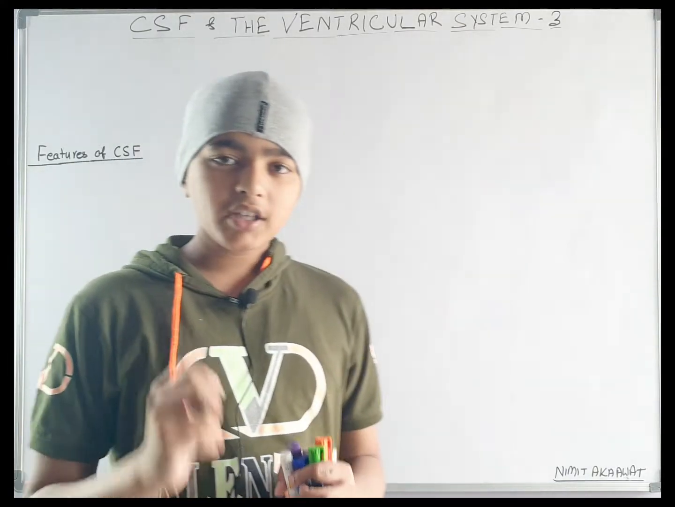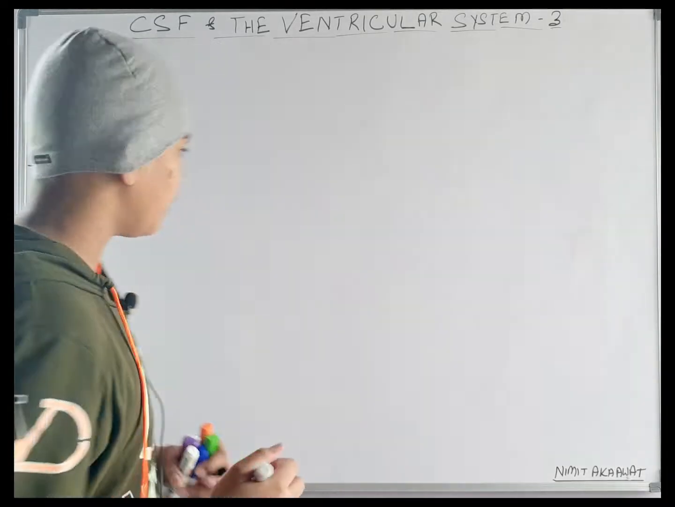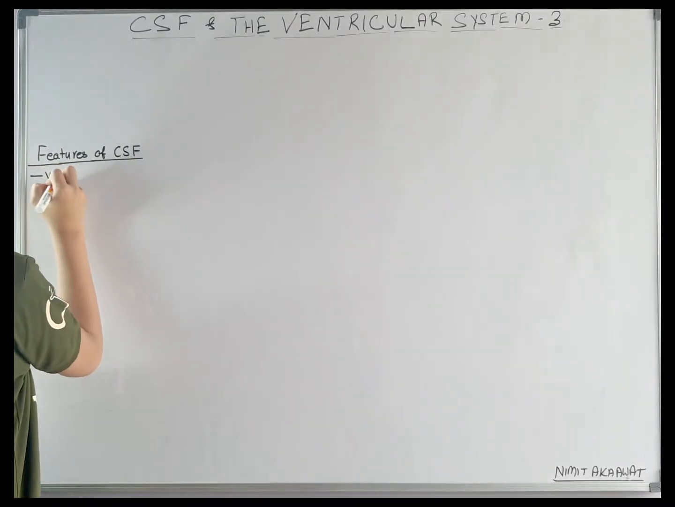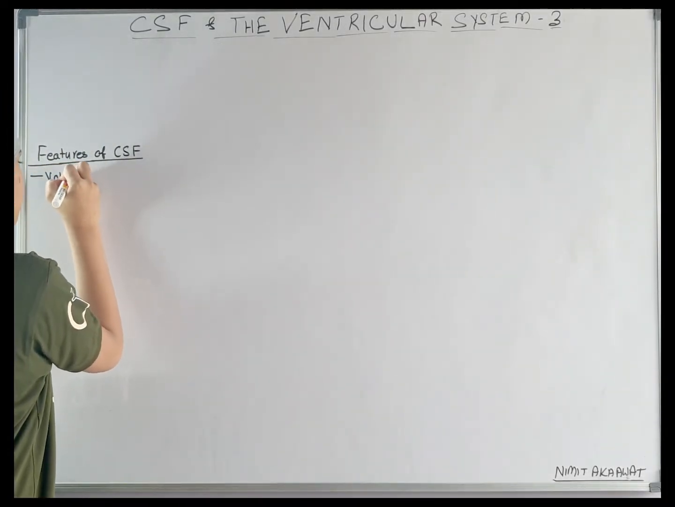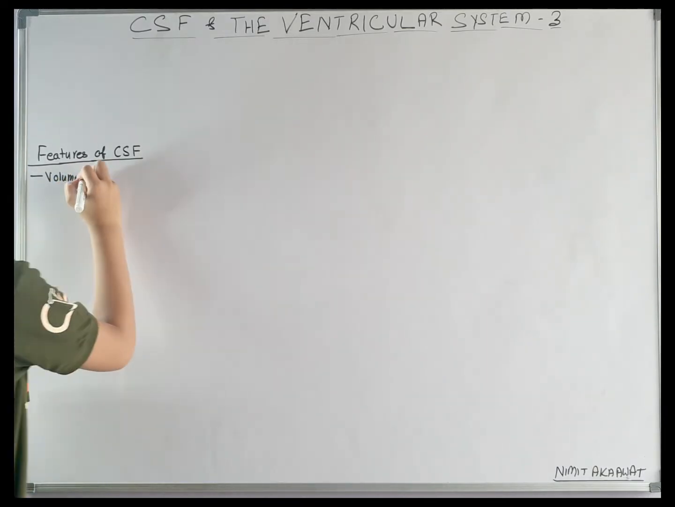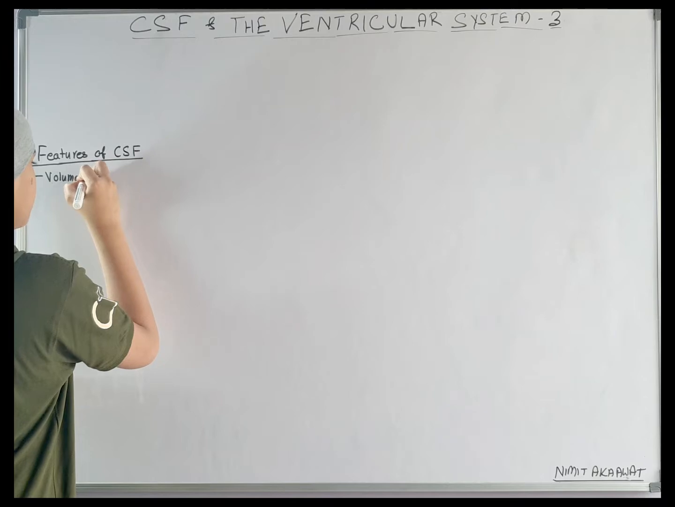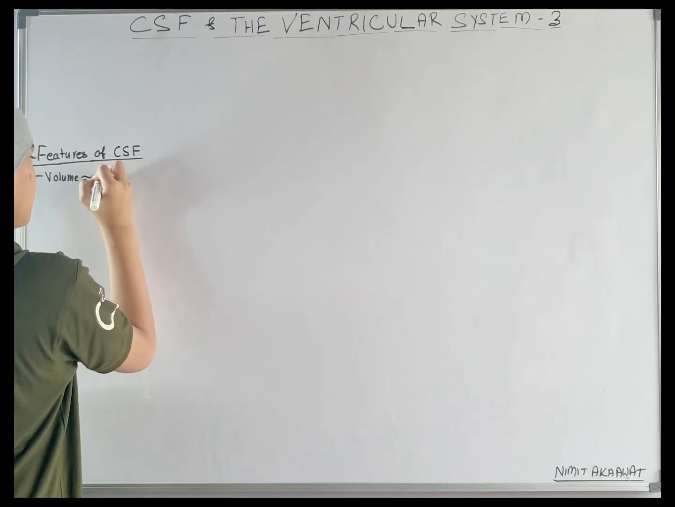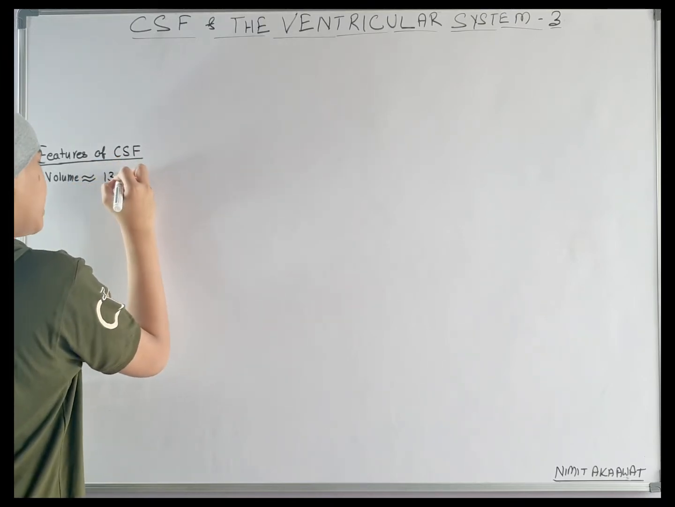So, the first feature of cerebrospinal fluid is the volume. The volume of CSF is approximately equal to 130 ml.